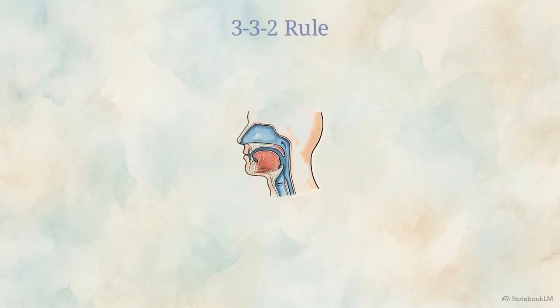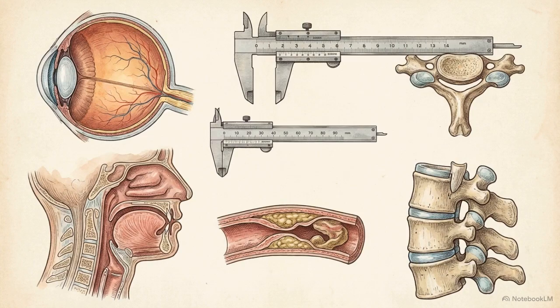Switching to a profile view, we apply the 3-3-2 rule to calculate spatial geometry. We need 3 fingers of interincisor distance for adequate mouth opening, 3 fingers of thyromental distance to confirm the submandibular space can physically accommodate a displaced tongue, and 2 fingers of thyrohyoid distance to locate the larynx. These individual anatomical tests are consolidated into the LEMON criteria. Look externally, evaluate the 3-3-2 rule, Mallampati score, obstruction, and neck mobility.